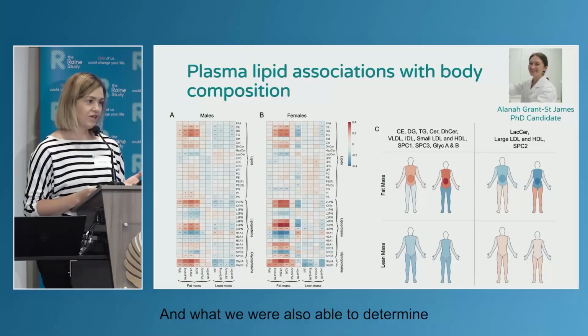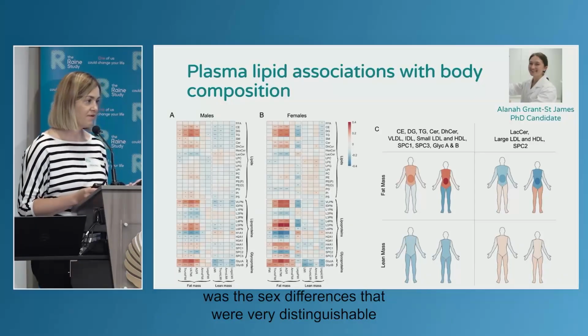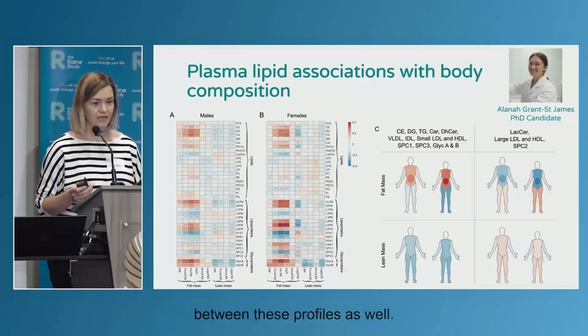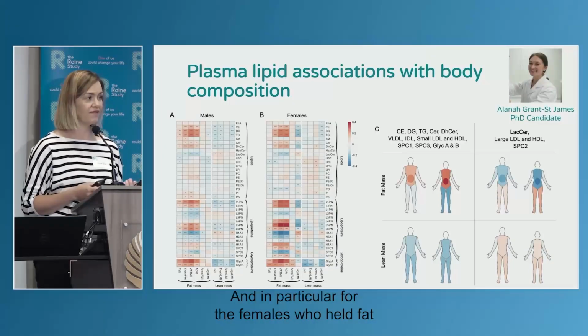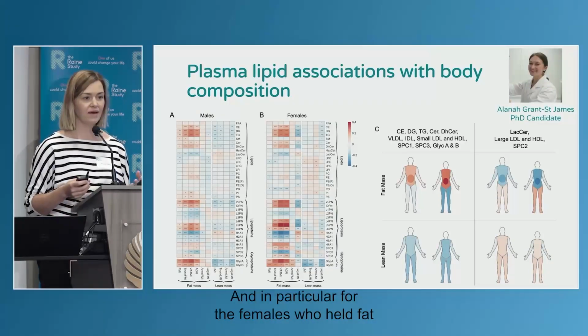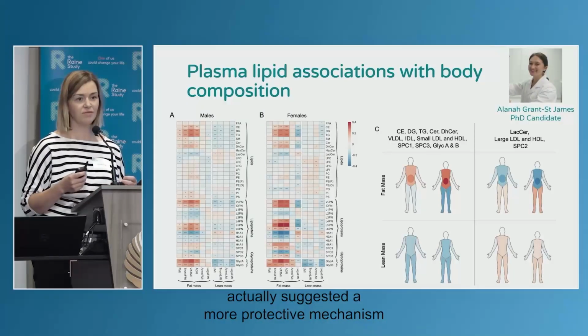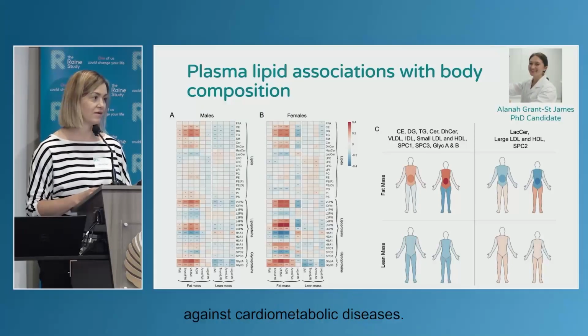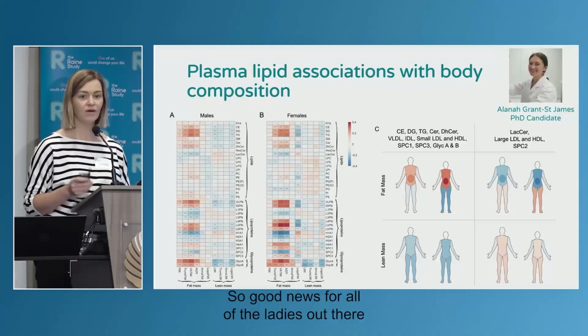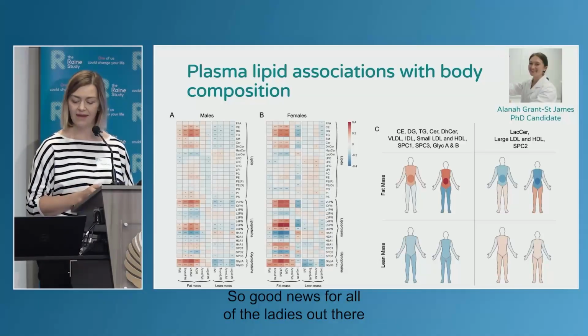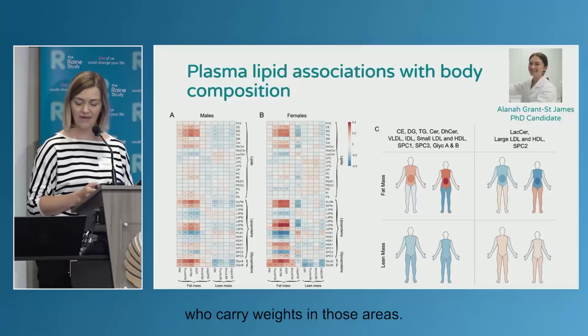We were also able to determine the sex differences that were very distinguishable between these profiles as well. In particular, for the females who held fat around their lower limbs and their legs, this actually suggested a more protective mechanism against cardiometabolic diseases. So good news for all of the ladies out there who carry weight in those areas.